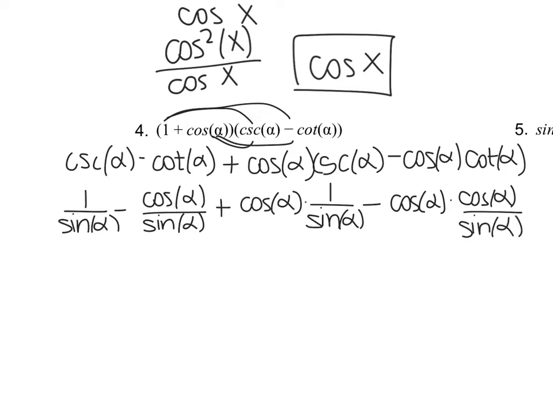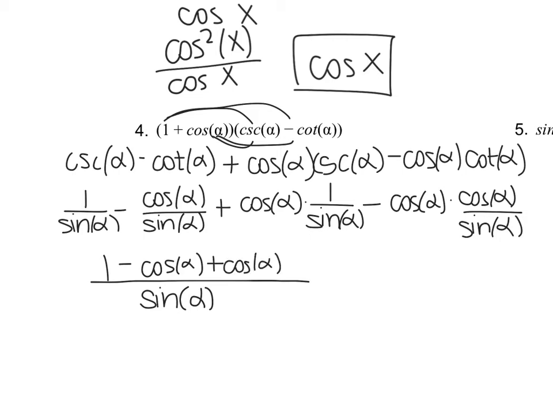Now if I notice, every term that involves a fraction has a denominator of sine. So I know that I can write my answer as one fraction with a denominator of sine of alpha. So I get 1 minus cosine of alpha plus cosine of alpha minus cosine squared of alpha. So the 1 came from the 1 over sine, minus cosine over sine, plus the cosine times the 1 over sine, minus cosine times cosine gives us cosine squared.